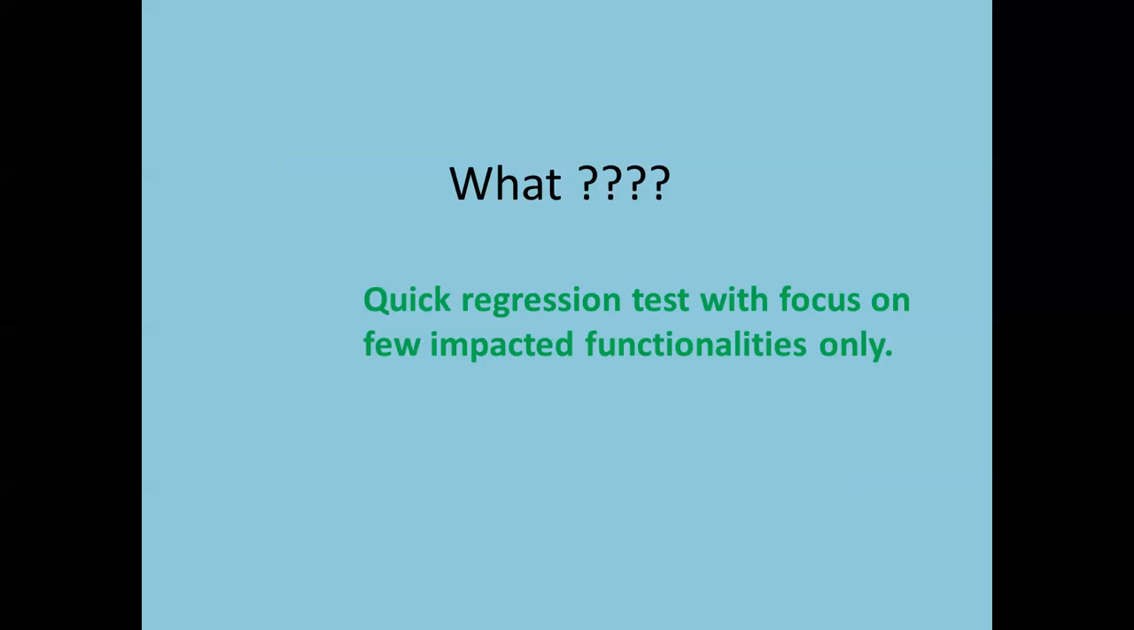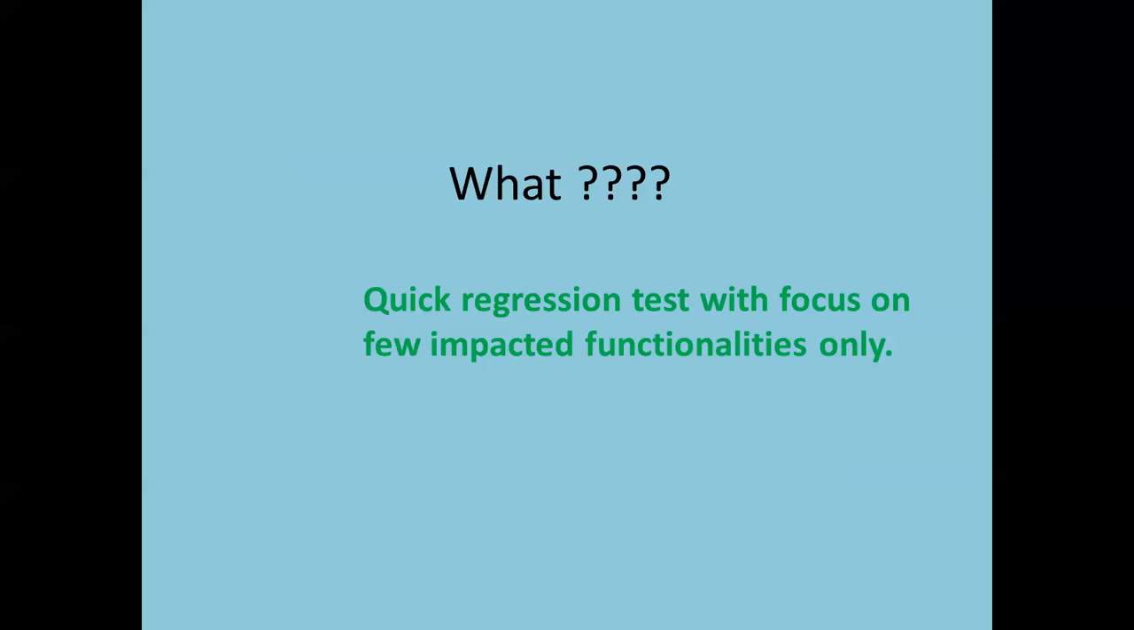So sanity testing is a quick regression test with focus on few impacted functionalities only. I would suggest you remember the keyword few impacted functionalities here. So it's a quick check to make sure that the impacted functionalities are working as expected. So when do you know that something is impacted?